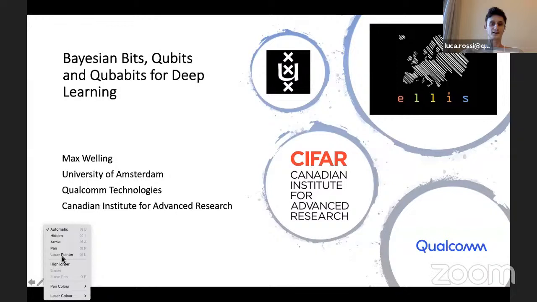He's also the co-founder and board member of the Innovation Center for AI and the European Lab for Learning and Intelligent Systems. He now directs the Amsterdam Machine Learning Lab and co-directs the Qualcomm UvA Deep Learning Lab and the Bosch UvA Deep Learning Lab. He has more than 300 scientific publications in machine learning, computer vision, statistics and physics. And today he's going to talk to us about bits, qubits, and qubabits for deep learning. So a very exciting talk, I'm sure.